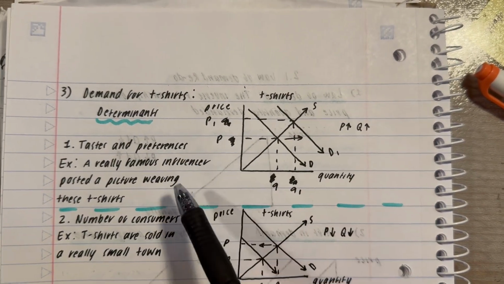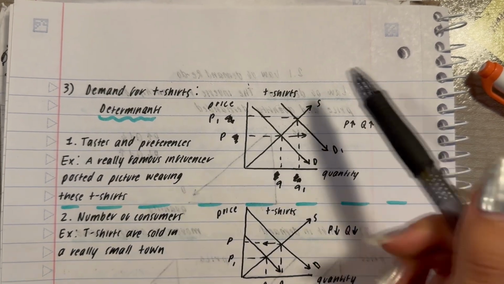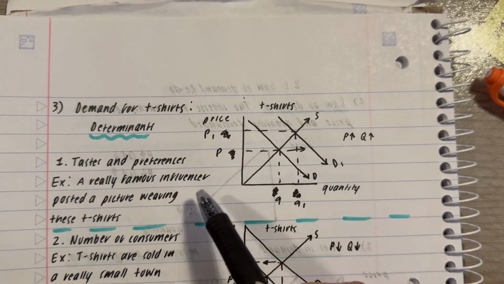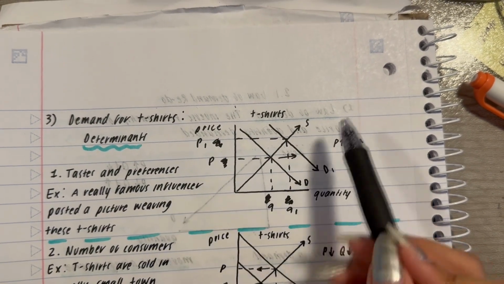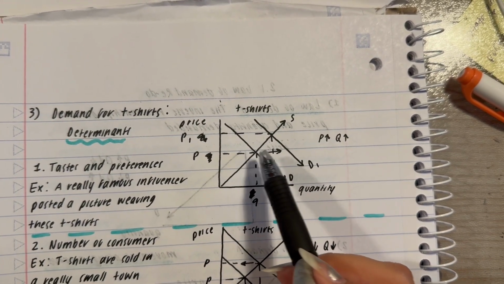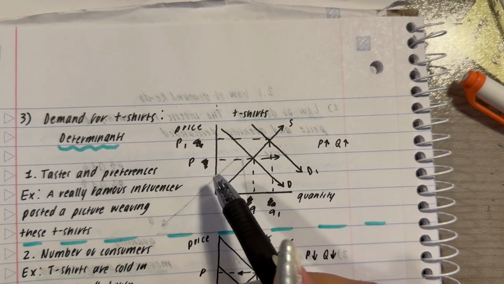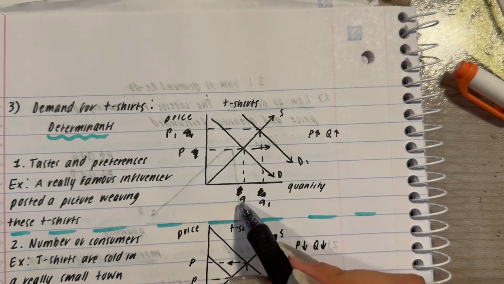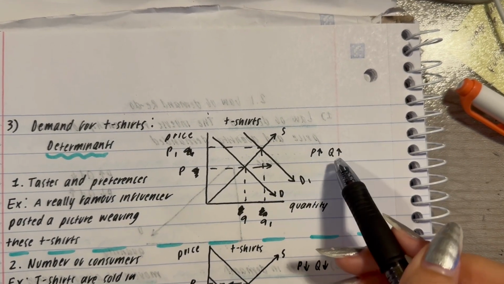For the example, a really famous influencer posted a picture wearing these t-shirts, the t-shirts being the product sold in the market. Since this is probably going to become really famous off of that event, the t-shirts are going to swing the demand from left to right, causing an increase in the price as it's going from here to here, or going up, and from here to here in quantity, so from left to right, which indicates an increase in the quantity.